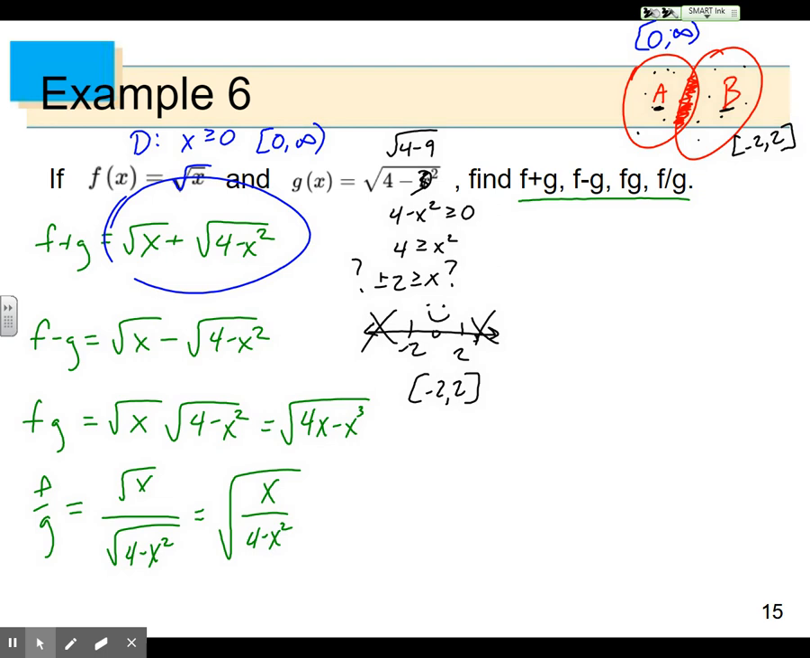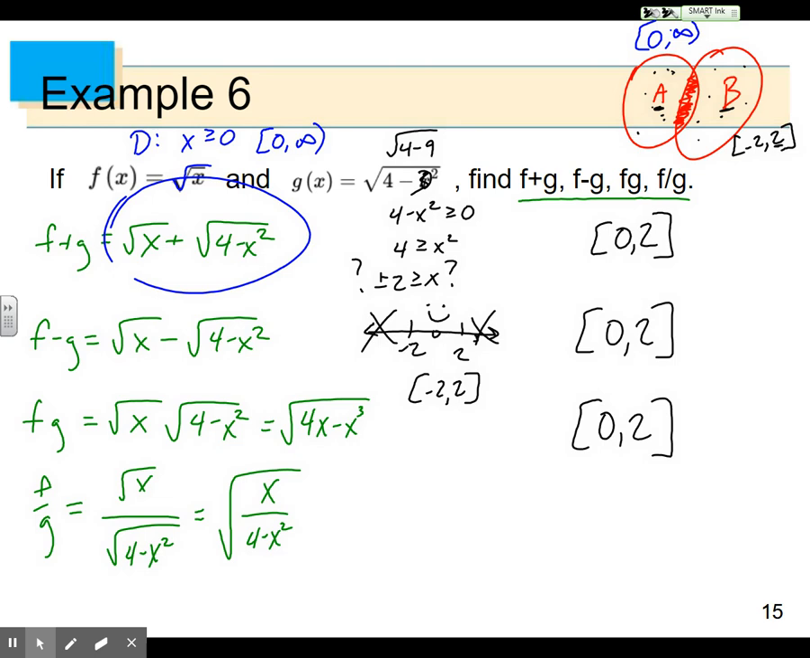Well, the smallest I can go that's in both of them would be 0. While the largest I can go that's in both of them, this one goes up to infinity, but this one only goes up to 2. So it's just from 0 to 2. And that's going to be my domain all the way down. Except for this last one. How's it going to change?